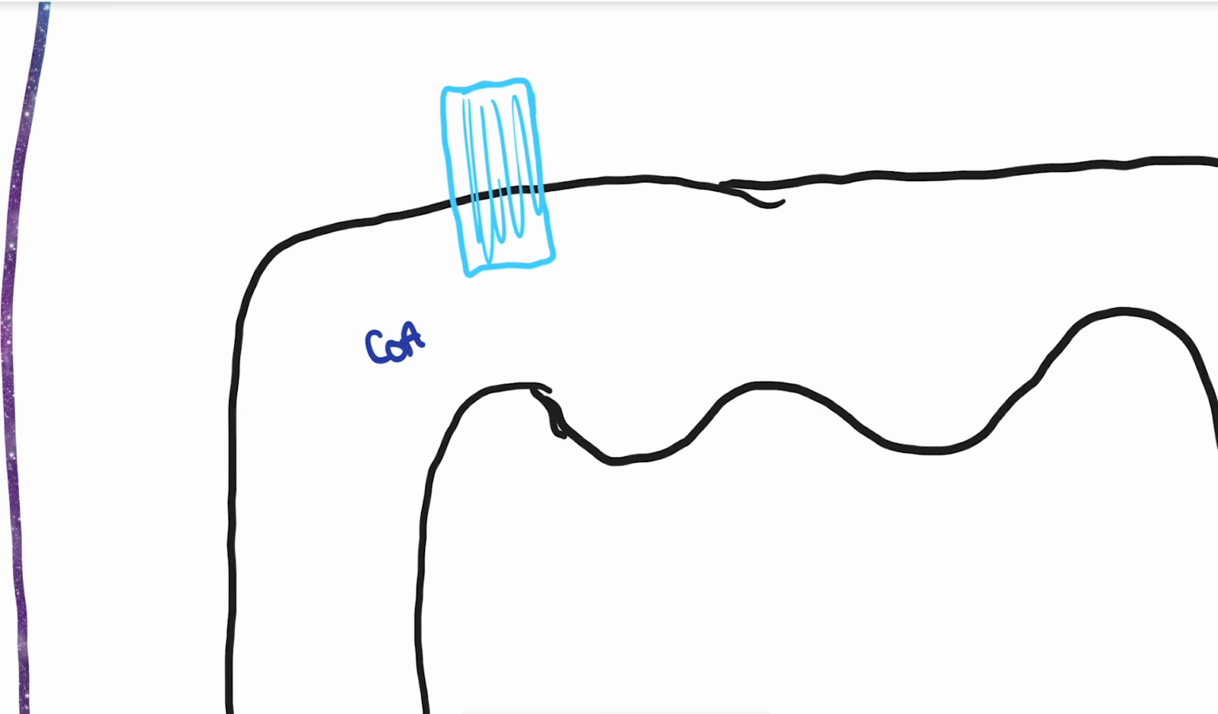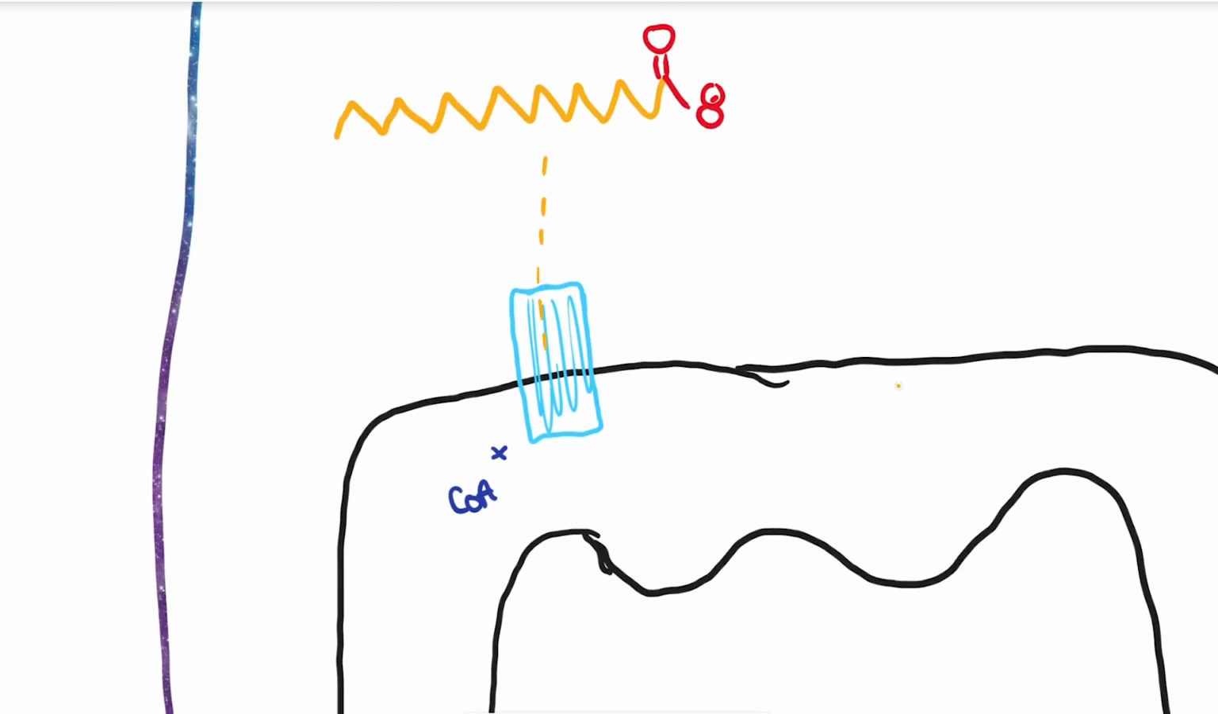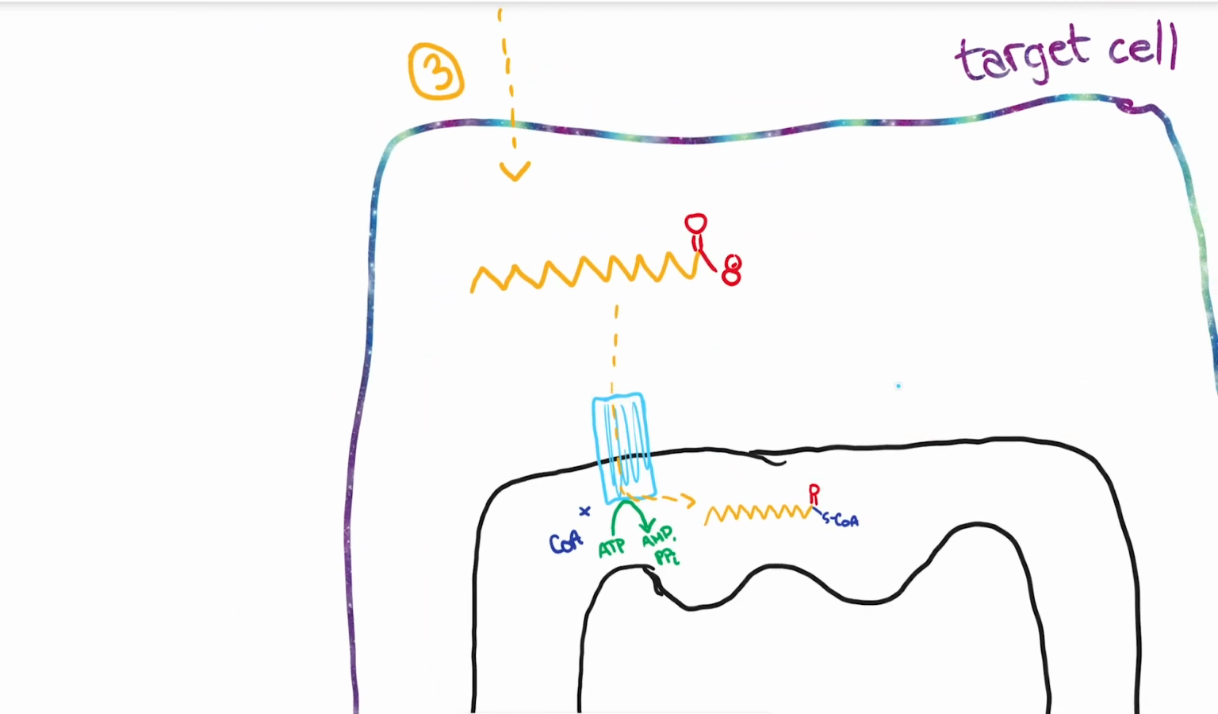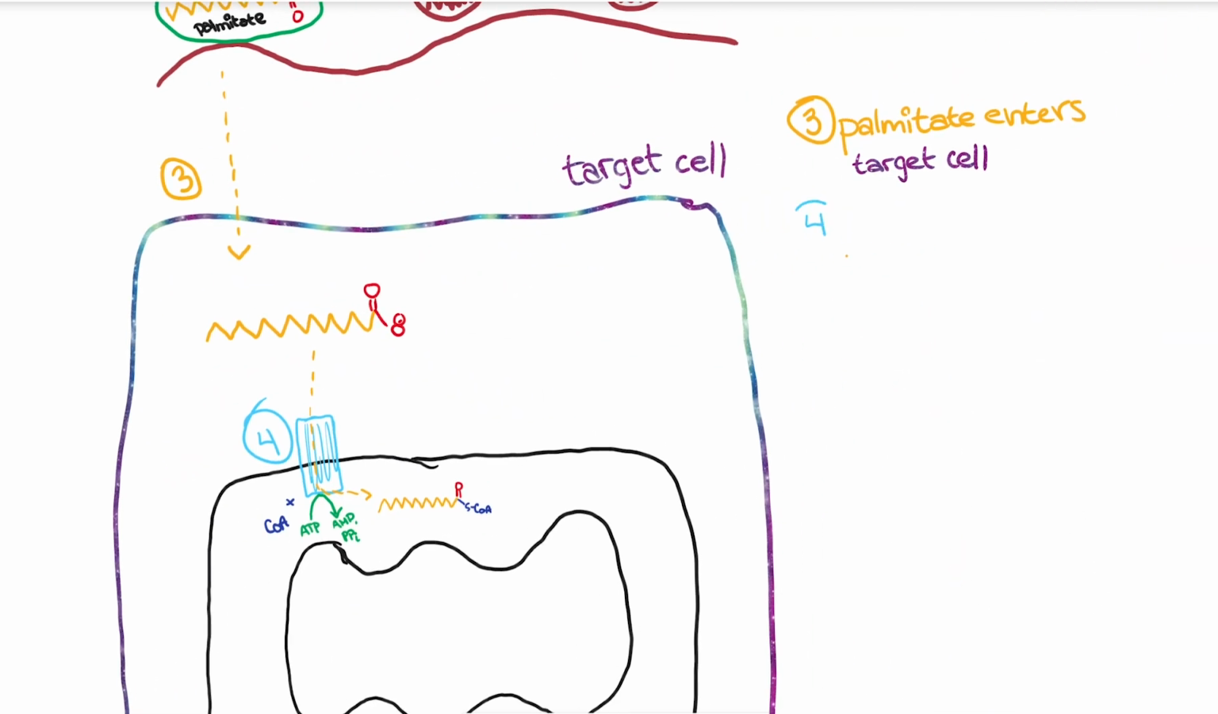Inside the intermembrane space of the mitochondria, there are CoA molecules, and as the palmitate enters the mitochondria, it combines with a CoA molecule to make palmitoyl-CoA. This reaction actually occurs over a couple steps and uses ATP getting converted to AMP, which in bioterms means you're using the equivalent of 2 ATPs.